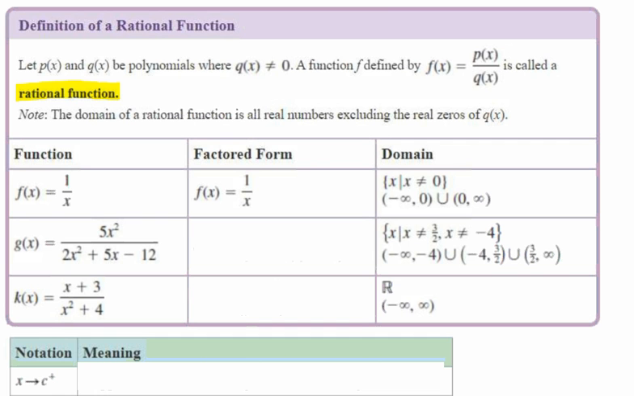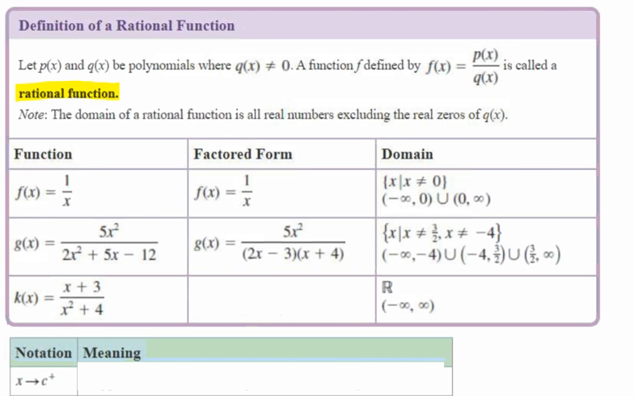If we look at a little bit tougher equation, such as our g of x here, that has a 5x squared in the numerator and 2x squared plus 5x minus 12 in the denominator, it's going to be easier to see the domain if we break that into factored form. Doing so gives us a denominator of 2x minus 3 times x plus 4. So we can see that x is not allowed to be 3 halves and x is not allowed to be negative 4. So our domain is the set of x's such that x can be all real numbers except for 3 halves and negative 4. In interval notation, we would have from negative infinity to negative 4, and then from negative 4 to 3 halves, and then from 3 halves to infinity.